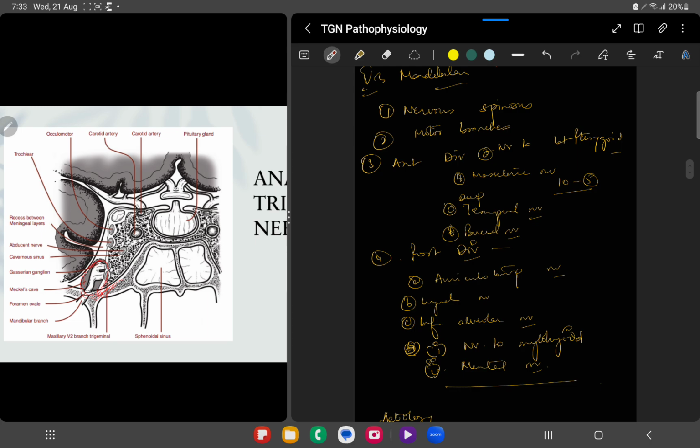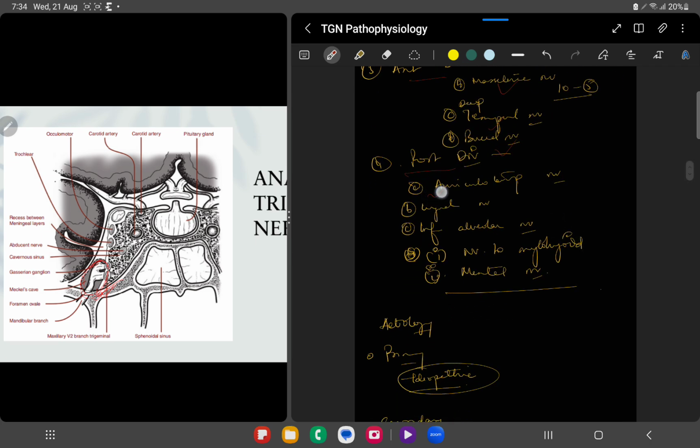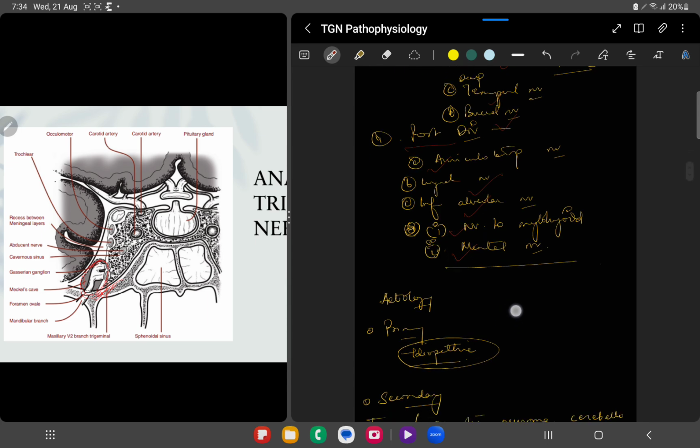Now coming to the mandibular division, we have the nervus spinosus. The motor division divides into anterior and posterior division. In the anterior division, we have all the muscles of mastication, like the nerve to the lateral pterygoid, the masseteric, the deep temporal and buccal. In the posterior division, we have auriculotemporal, articular to the TMJ, secretomotor to the parotid, lingual nerve, inferior alveolar. In inferior alveolar, we have the nerve to mylohyoid and the mental nerve.